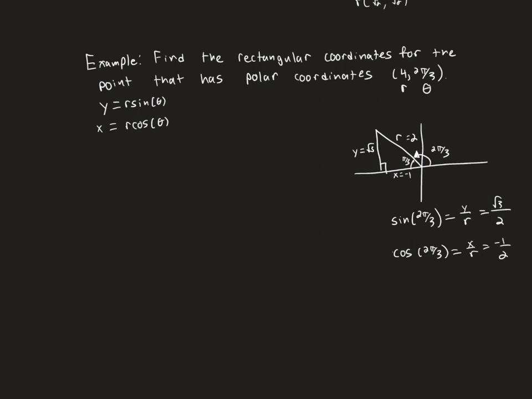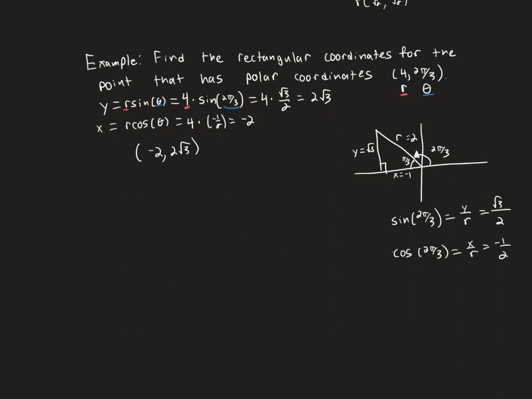So now if I want to find my corresponding components, I have 4, which is my r value. Right, that's my r value, times sine of 2 pi over 3, that's my theta value, and we just figured out that sine of 2 pi over 3 is root 3 over 2, so we get 2 root 3 as our y-coordinate. For cosine, we have 4 times -1/2, which is -2. So our corresponding Cartesian point is -2, 2 root 3.